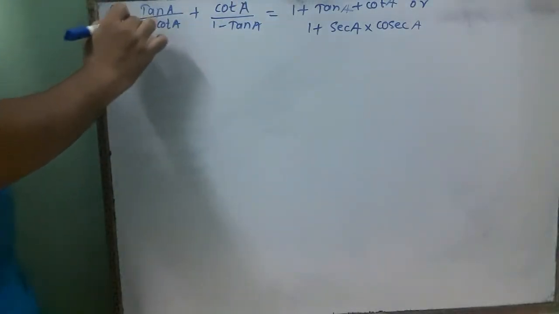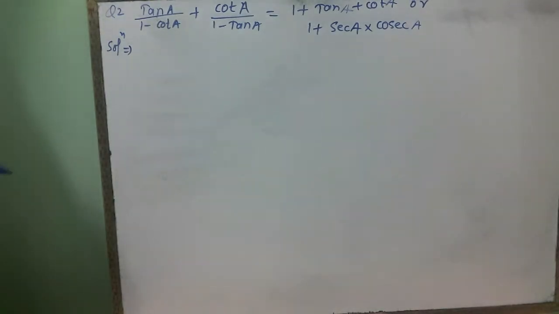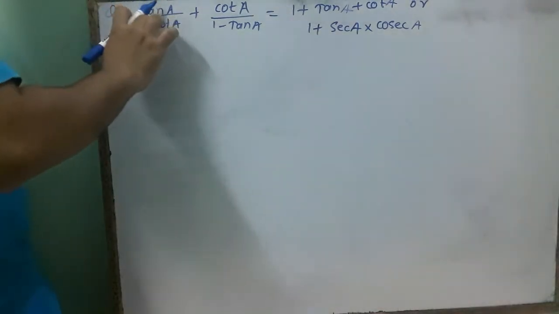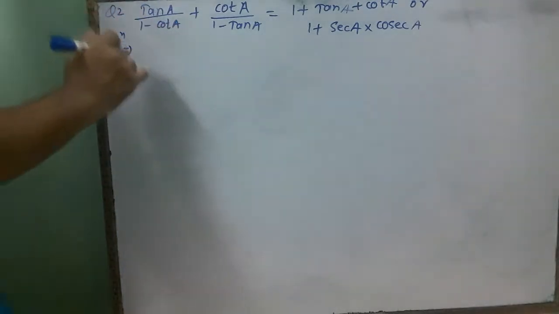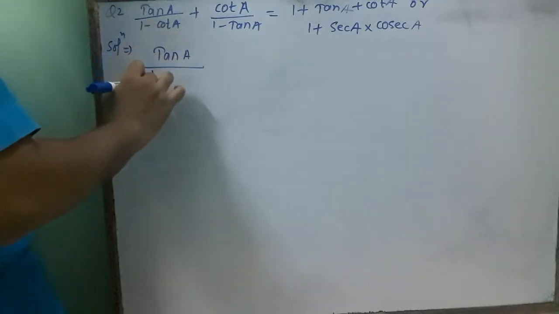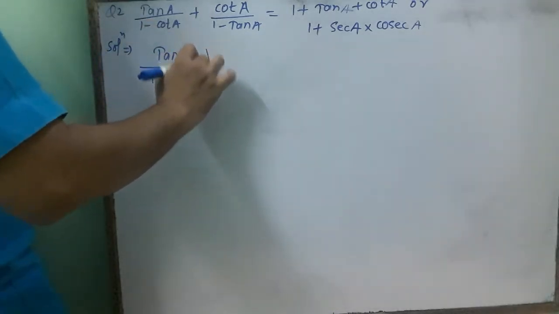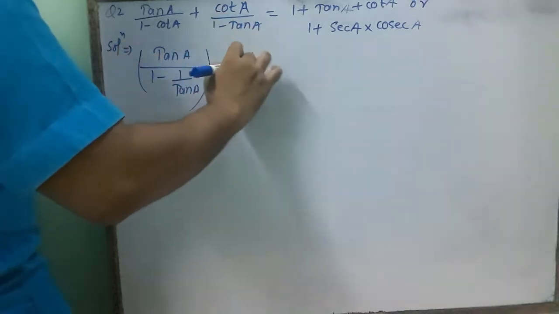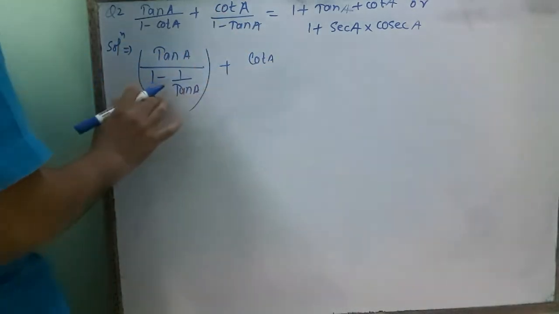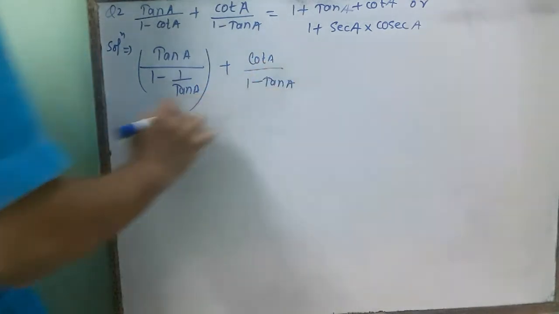Don't do the conversion into sine and cos, it will be very tough for beginners to solve in the form of sine and cos. So I suggest you go for tan. Cot A can be written as 1 by tan A. First we will solve this one, then I will solve the other.